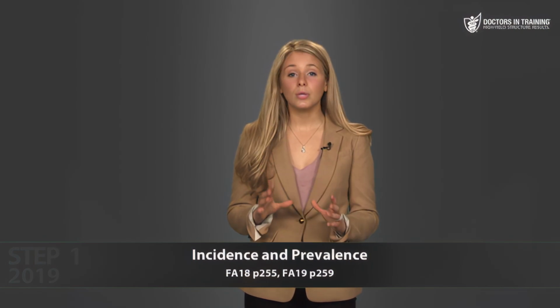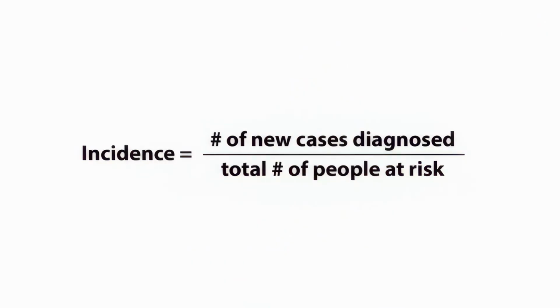But that is not true for incidence. Incidence only concerns itself with new cases in the population. So, to calculate incidence, you take the total number of new cases diagnosed over a given period of time, and you divide it by the total number of individuals at risk for the illness during that time period. So, incidence is concerned with the new cases, and prevalence is concerned with the total ongoing cases, old or new.